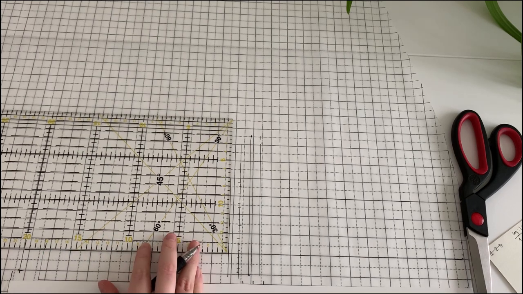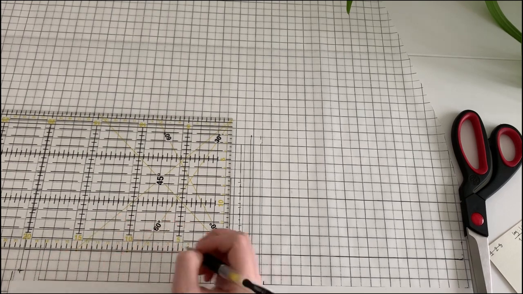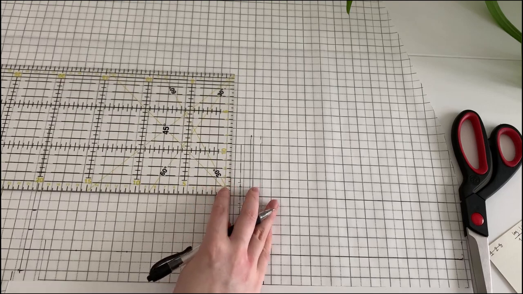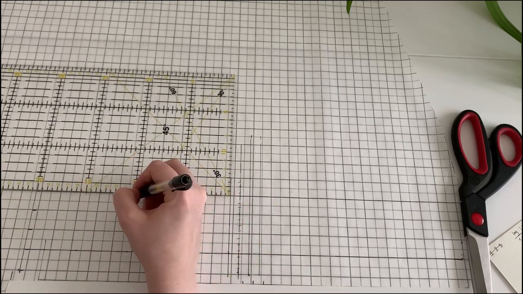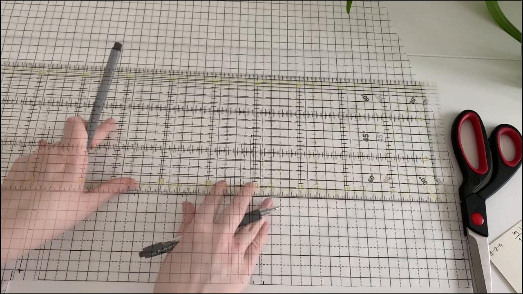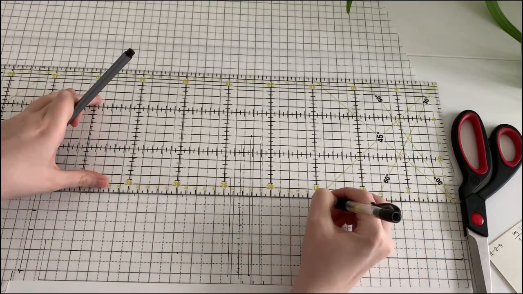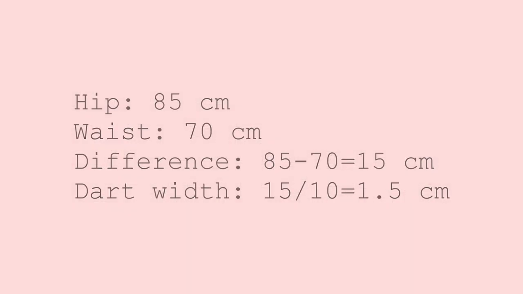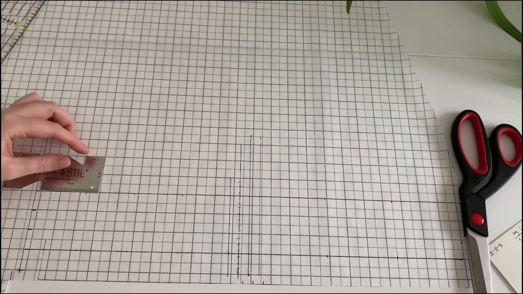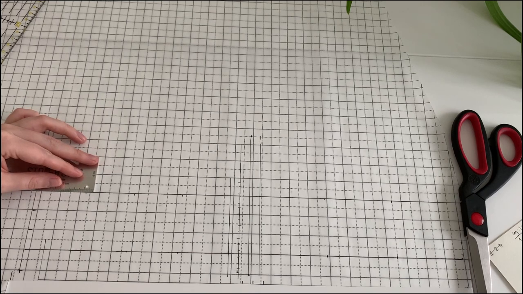To find the placements of the darts, I'm dividing the front pieces into 3 pieces and the back pieces into 4 pieces. In my case, the measurements I'm working with are for the high hip 85 centimeters and for the waist 70 centimeters. This means that I have to remove 15 centimeters using darts. I will have 3 on either side in the back and 2 on either side in front, so that means 10 in total, leaving me with darts of 1.5 centimeters width. I'm just going to draw the darts now using those measurements.